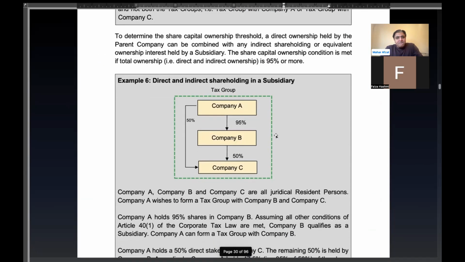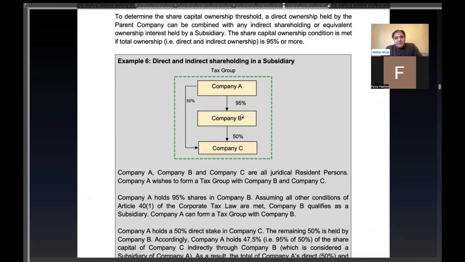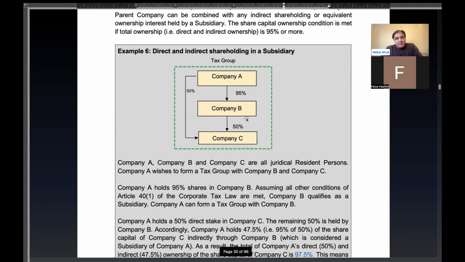Okay. This is again, A is holding 95% in B, B is holding 50%, A is directly holding 50%. It means A is holding 95 times 50. Then they are asking whether all these three entities can become a part of the tax group.